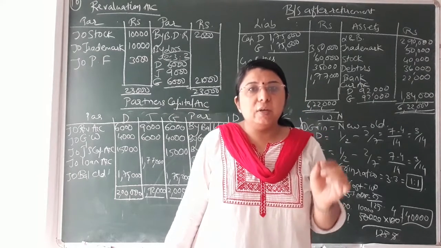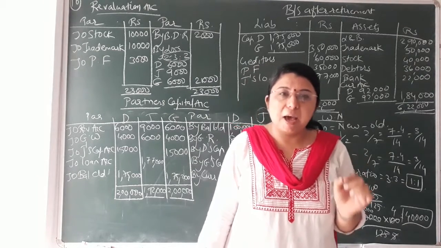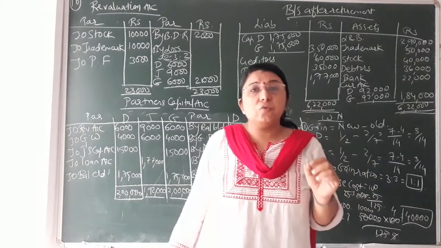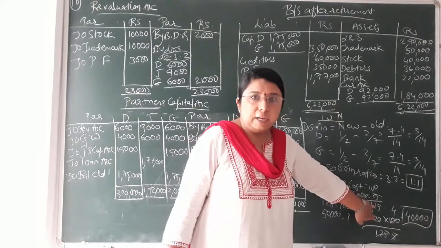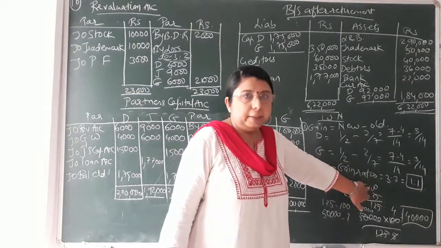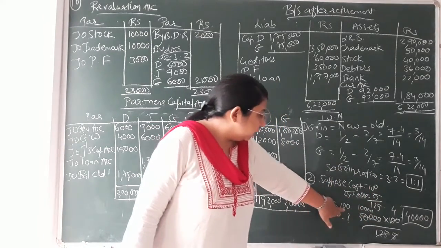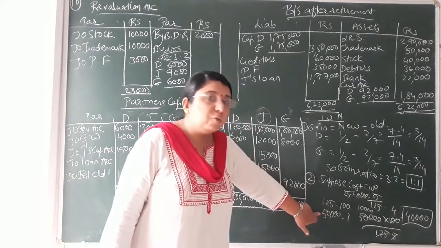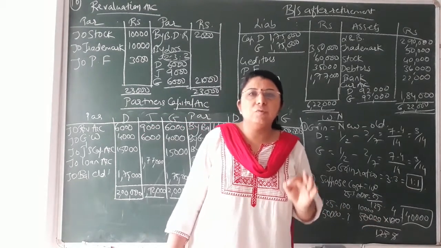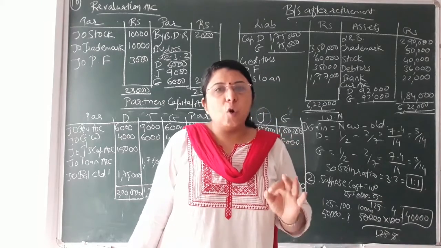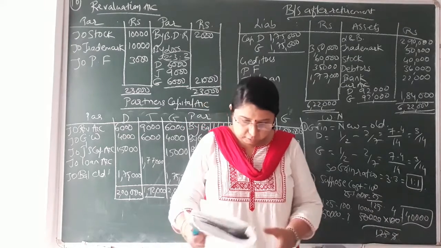It means whatever value has been shown in the balance sheet for stock is 25% more than its cost. It means it is 125 value, and we have to reach up to 100, right? So for 125 the cost price is 100, then for value 50,000 what would be its cost price? In the new balance sheet we have to record the value of stock at its cost price.